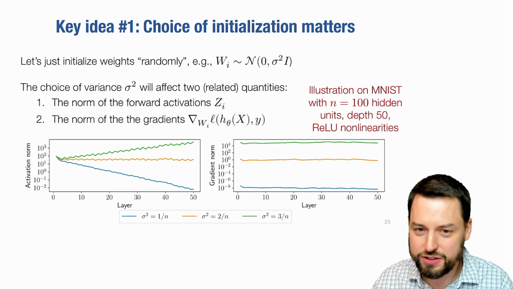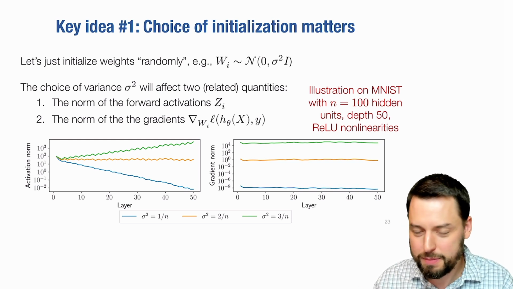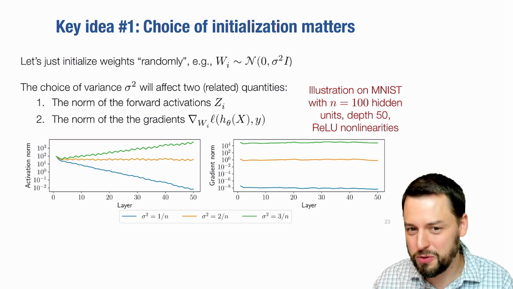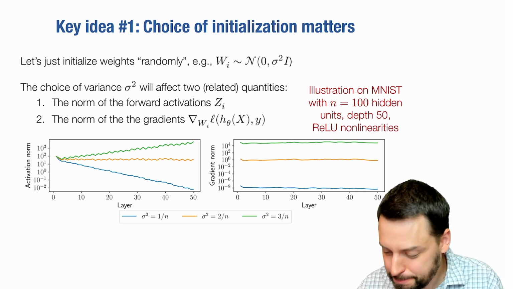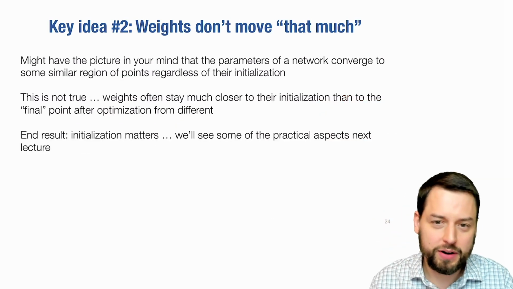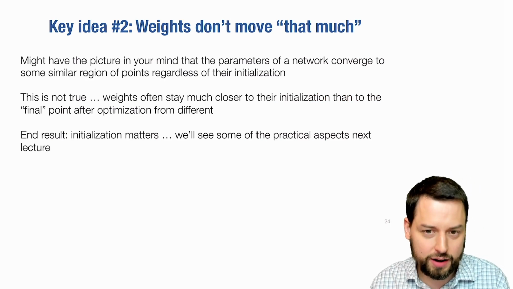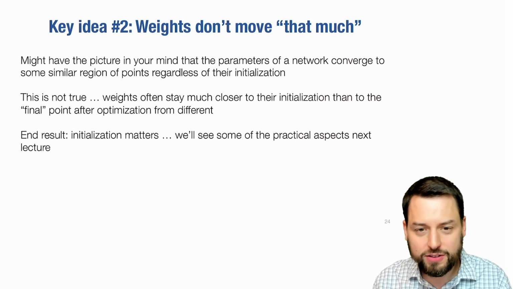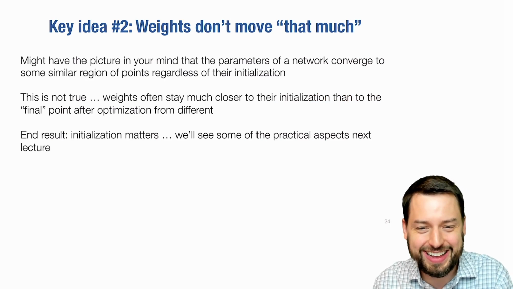So for initialization, 0 just doesn't work at all, but random only works when you have the right variance. The other thing that I want to mention, and I'll come back to this in a later lecture as well, is that weights don't actually move that much in deep learning.